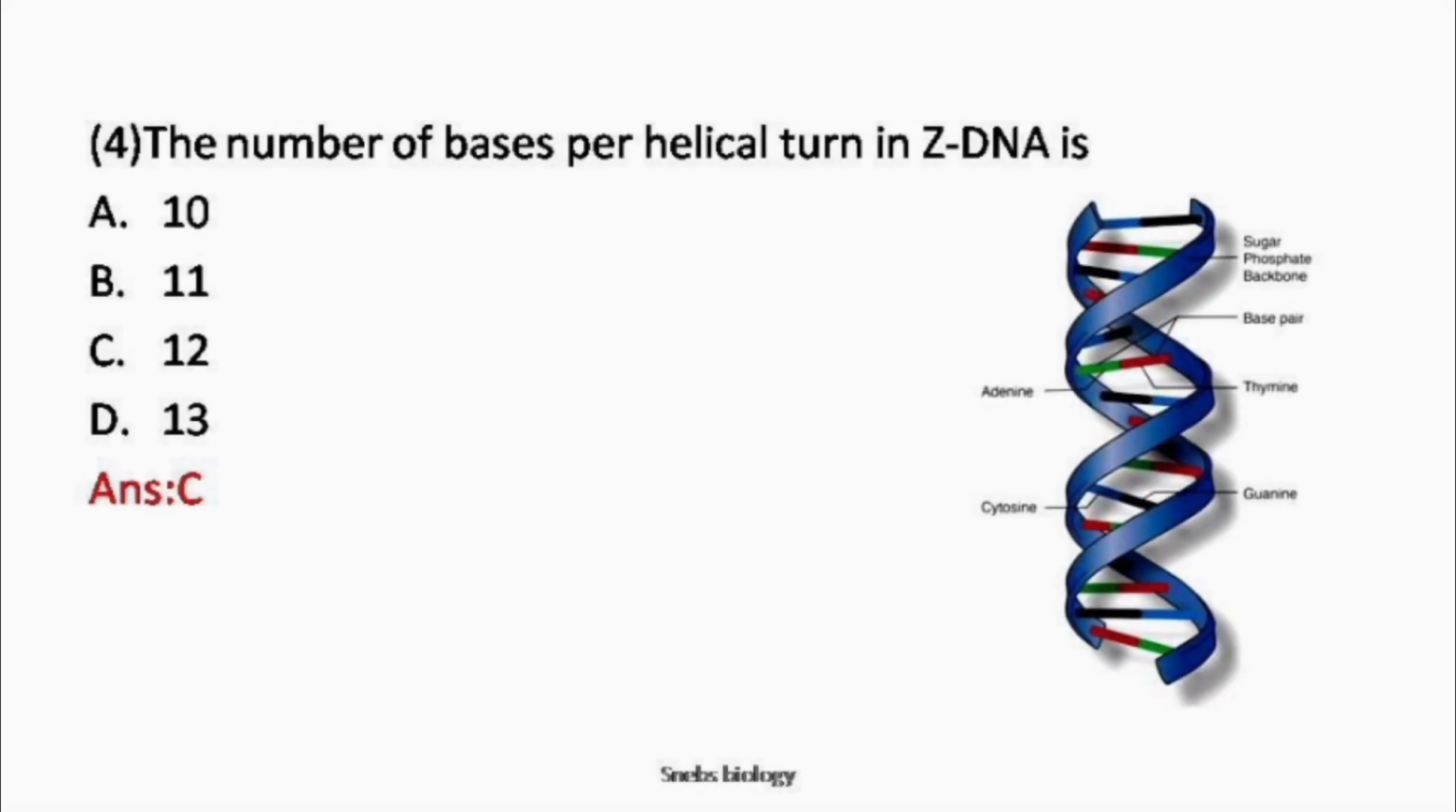Next, question number 4. The number of bases per helical turn in Z-DNA is option A 10, option B 11, option C 12, option D 13. So Z-DNA is left-handed DNA and possesses a double helix containing a zigzag pattern, 12 base pairs per turn and 18 angstrom diameter. So the correct answer is option C.